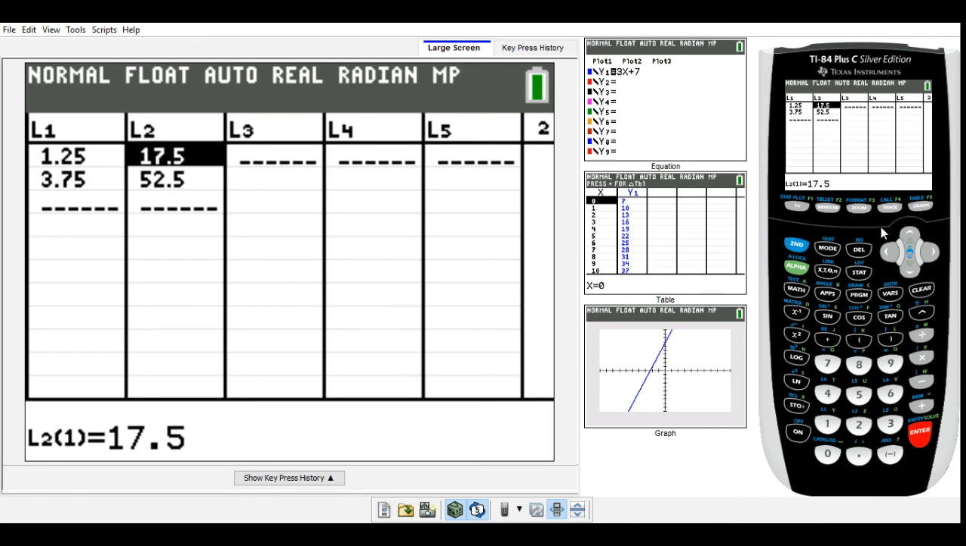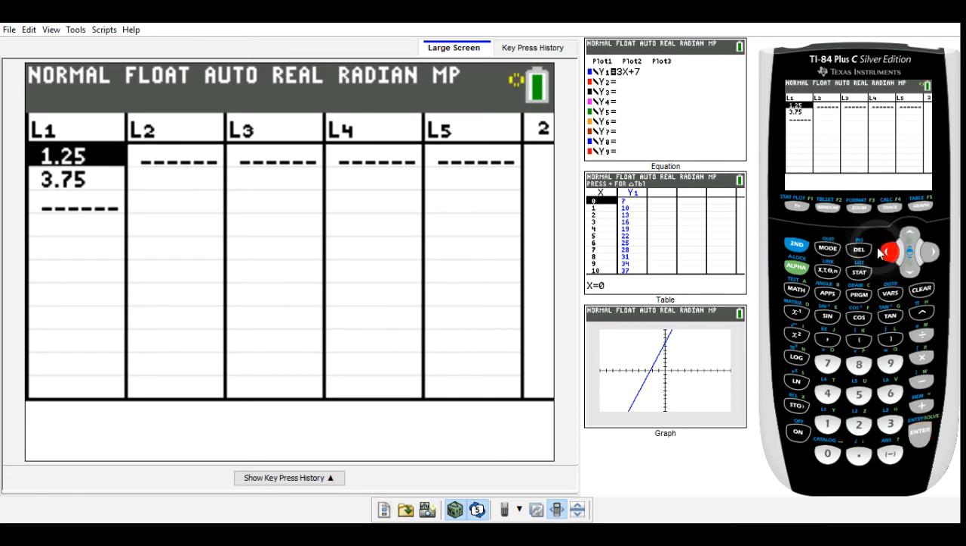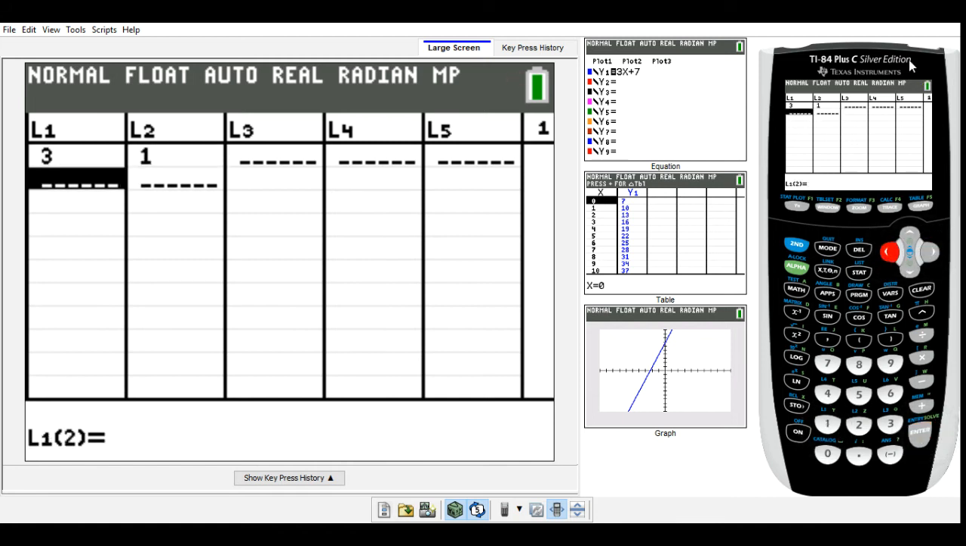Remember your L1 column, I already have some numbers in here. Your L1 column, going up and down, are your X's, and your L2 column are your Y's. So I'm going to type this in. You hit 3, enter, then 1, enter, and my other coordinates were 1, -2. So 1, enter, over arrow, -2, enter. Let me make sure you're seeing this. Yes.